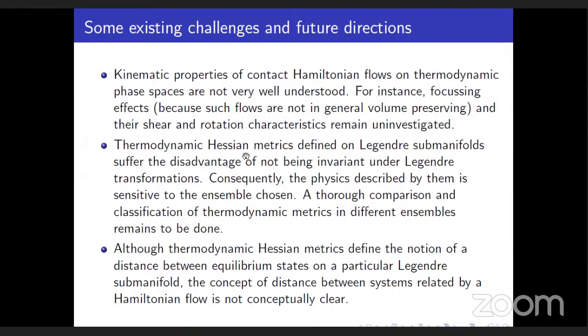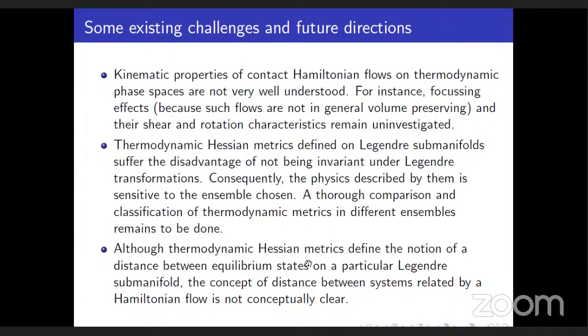And thermodynamic Hessian metrics, although they're nice and related to fluctuations, have a serious drawback of not being invariant under Legendre transformation. So they are sensitive to the ensemble that you choose. It depends on which free energy you choose. So a thorough comparison and classification in that regard is still a challenge, because a lot of things are empirical. You don't have exact results most of the time.